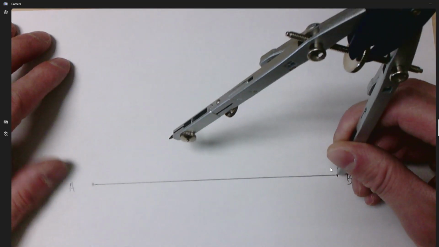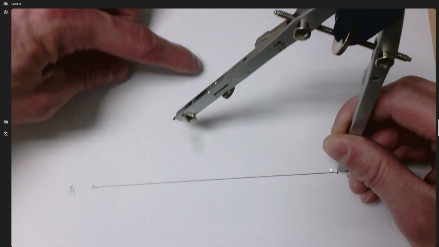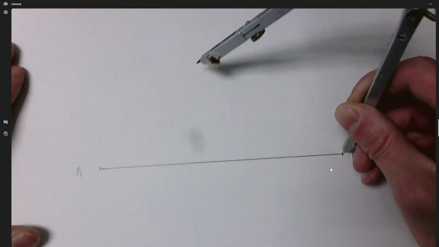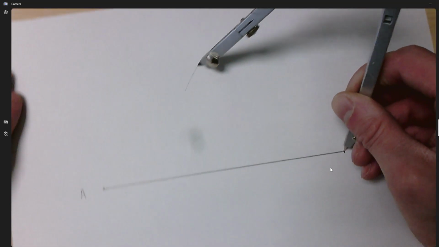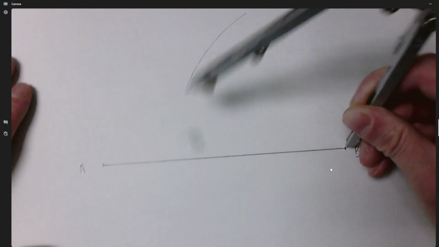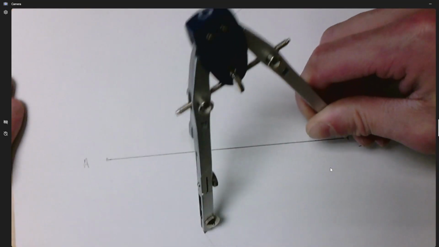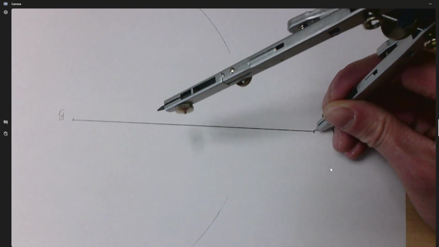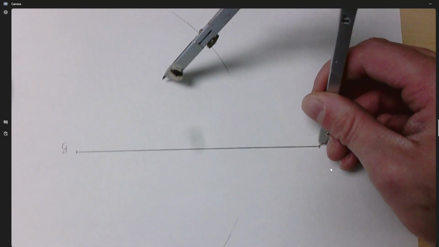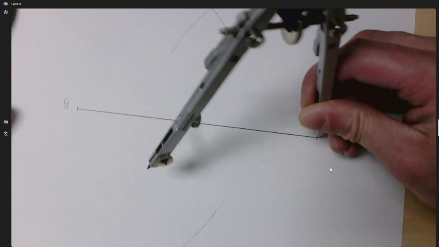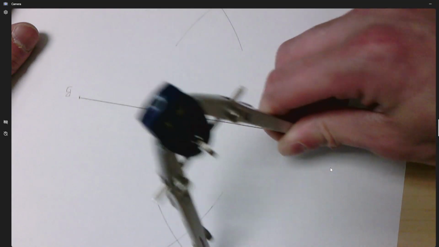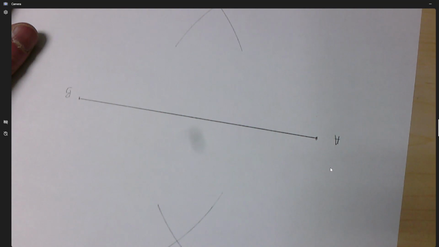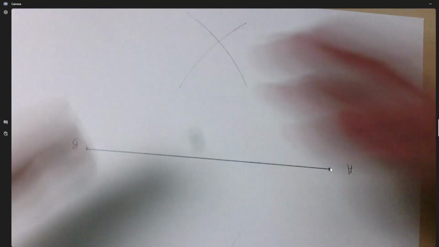So now what I'm going to do is I'm going to make two arcs, one on the top of this line segment, roughly in the middle, it would go about there, and the other on the bottom of this line segment, roughly in the middle. Now I'm going to turn my paper over, and I'm going to do the same thing from the other side. So now I'm going from point A, making an arc there that intersects, and point B, making an arc there that intersects.